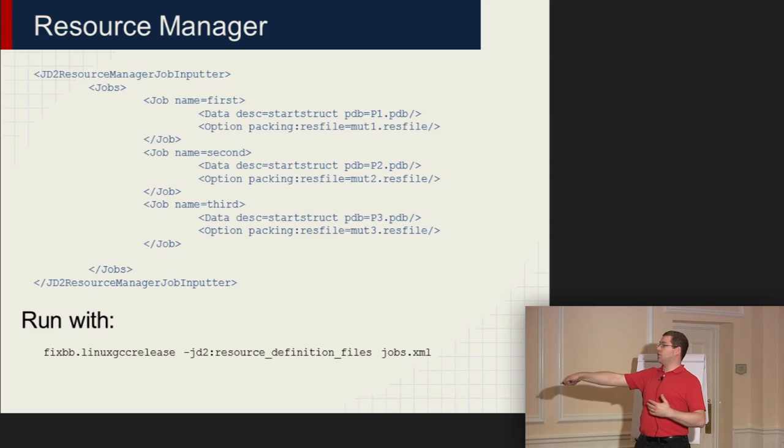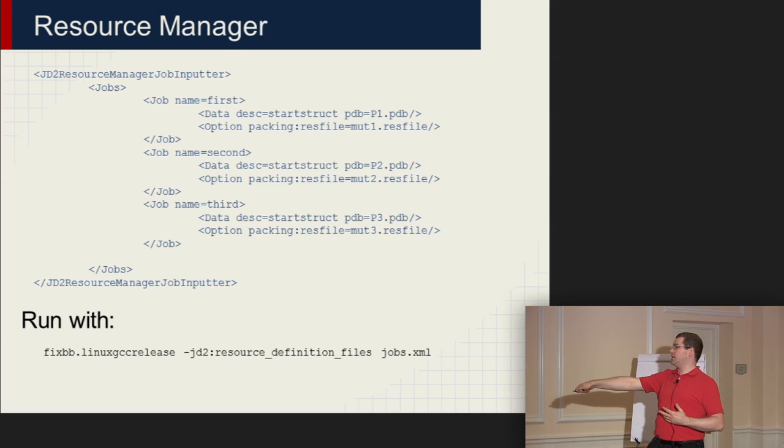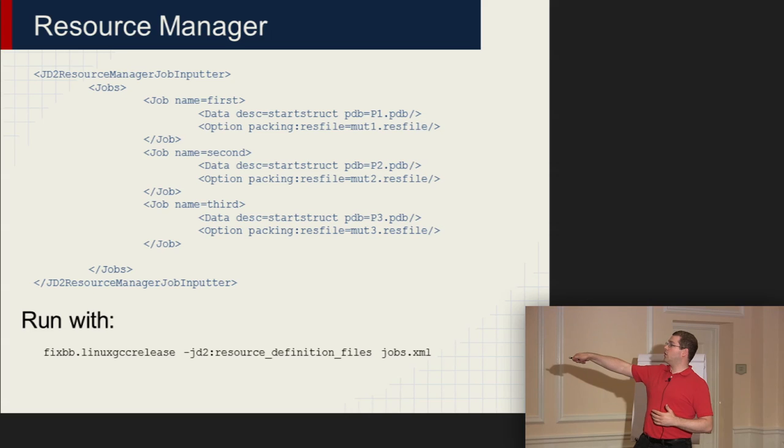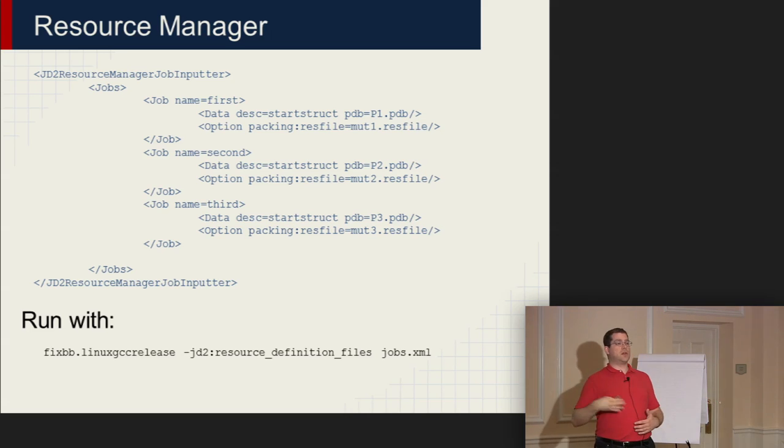To run this job, you can run the fixbb Linux GCC release executable and give it the JD2 resource definition files flag with this XML file. Then the resource manager and the job distributor will collaborate, each of these jobs will be run, and each PDB will have its own res file that it's associated with.